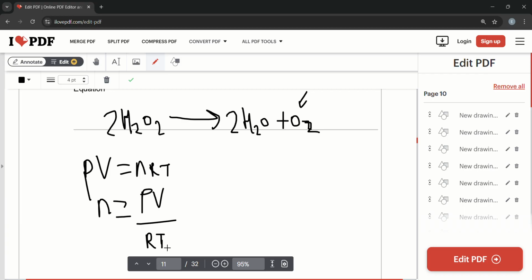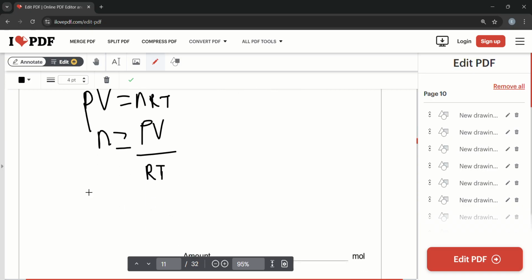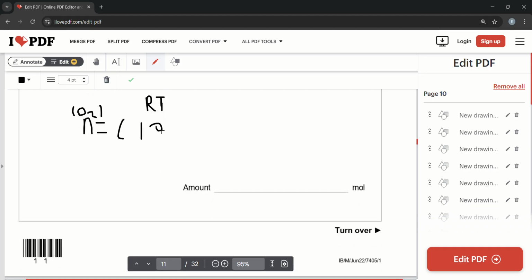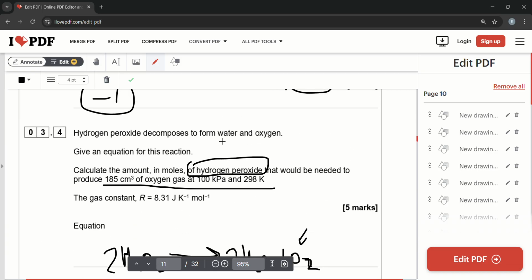Excuse me, the P should definitely be smaller, but I guess it's fine. So, number of moles, in this case of O2, oxygen, it's going to be pressure in pascals, so not 100 kilopascals, 100,000 pascals, times volume. Well, this is in centimeters cubed, we don't want it in centimeters cubed, we want it in meters cubed.